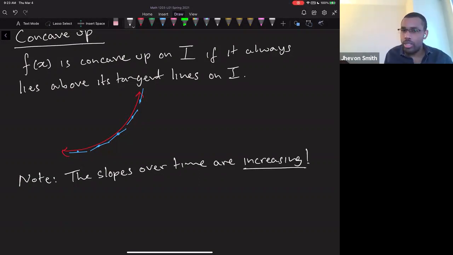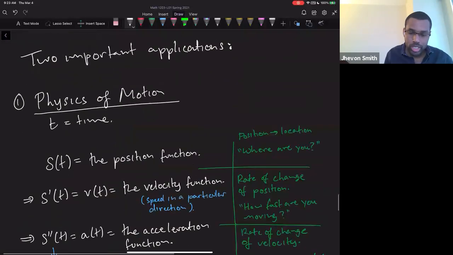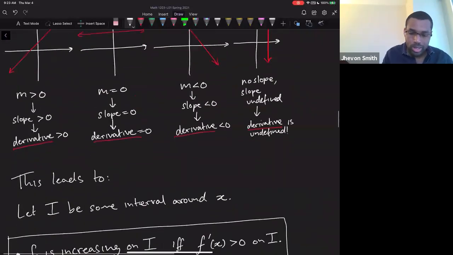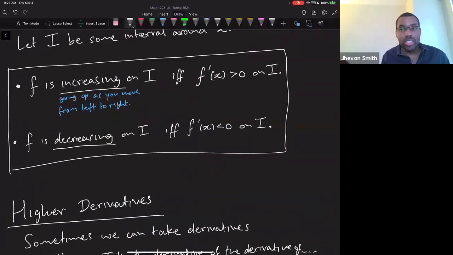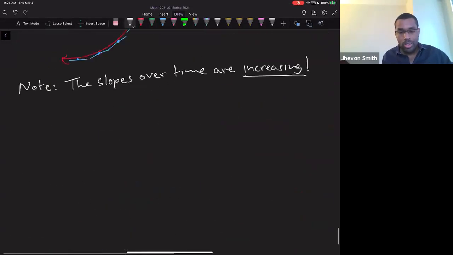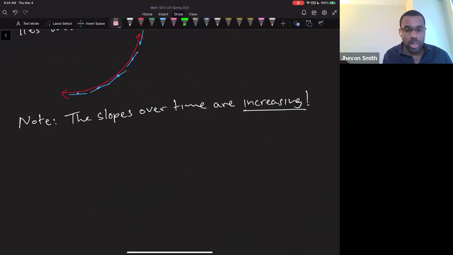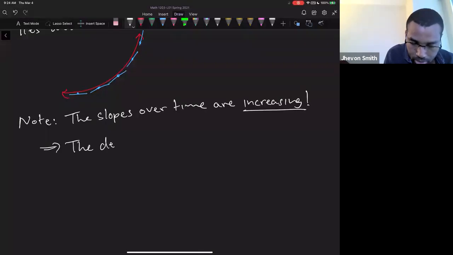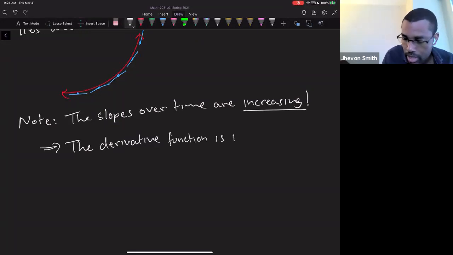But how to interpret increasing? Well, we just saw a little while ago that a function is increasing if its derivative is positive. So the slopes are increasing, but what is a slope? A slope is a derivative. So this basically means the derivatives are increasing, or the derivative function is increasing.